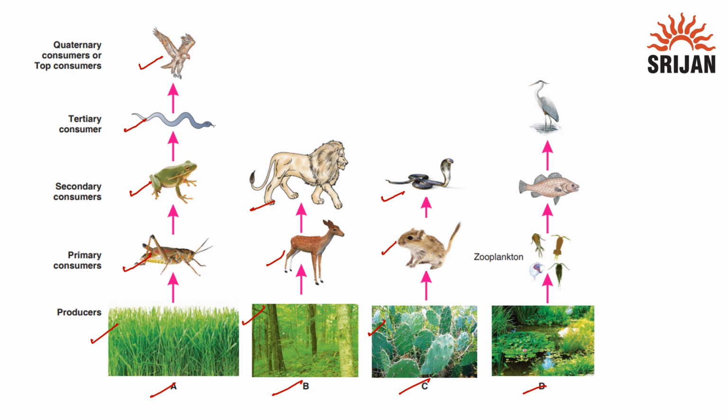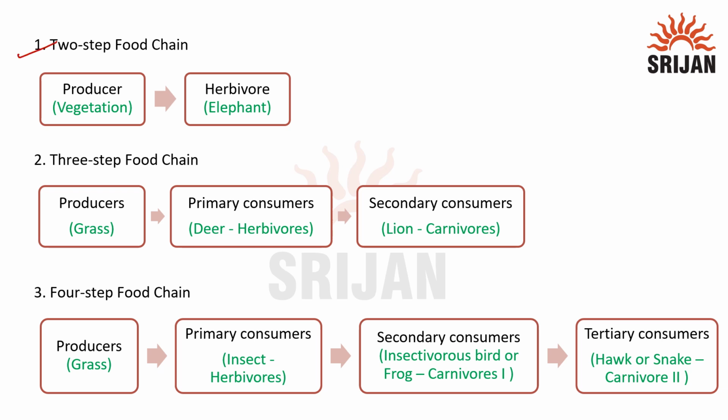In food chain D, we can see that four trophic levels are present: producer, primary consumer, secondary consumer, and the tertiary consumer. Here is a two-step food chain consisting of producer and herbivore. Producer in this case is vegetation and herbivore is elephant. Then we have a three-step food chain consisting of producer, primary consumer and secondary consumer, making it three trophic levels. Producer is grass, primary consumer is deer, herbivore, secondary consumer is lion, carnivore.